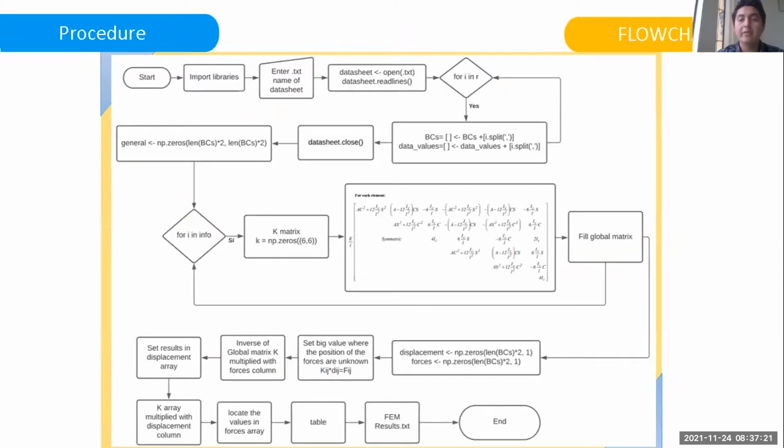Now we have the flowchart of the program that we implemented to analyze all of these elements and this frame. It starts with importing the libraries and manually entering the name of the data sheet. This is followed by all the calculations, as the flowchart says.